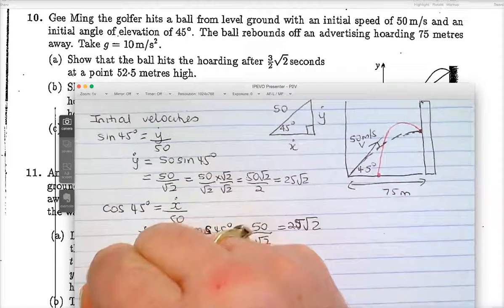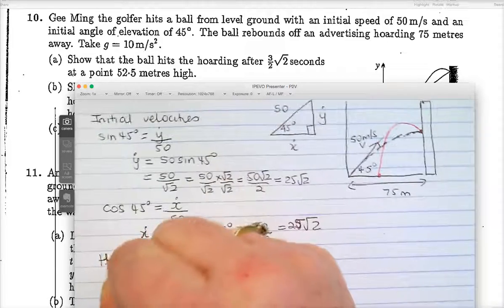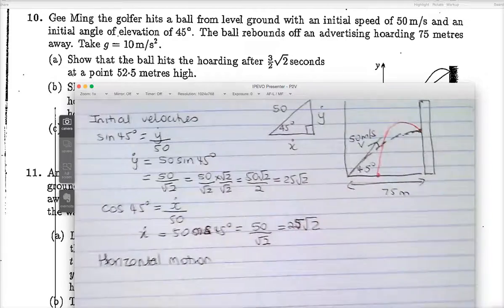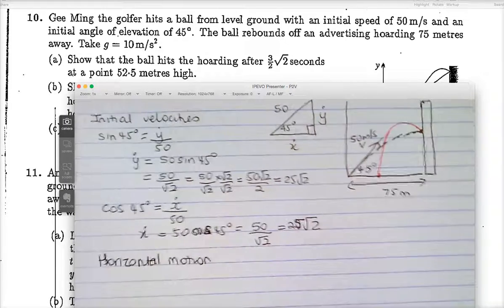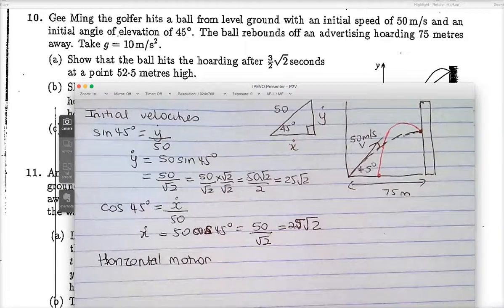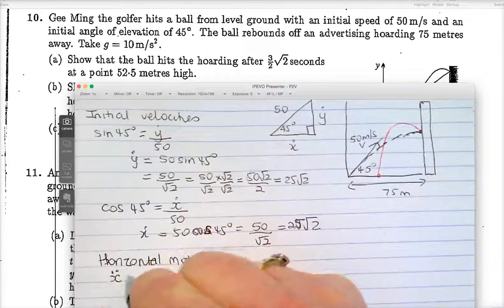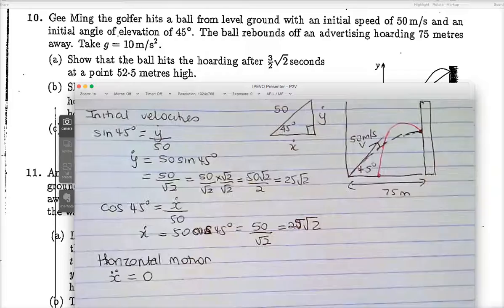But let's derive, let's look at our horizontal motion now. And then we're going to look at our vertical motion. What do we start with to do horizontal motion? Yeah, acceleration in the horizontal direction equals 0. That's our first equation.